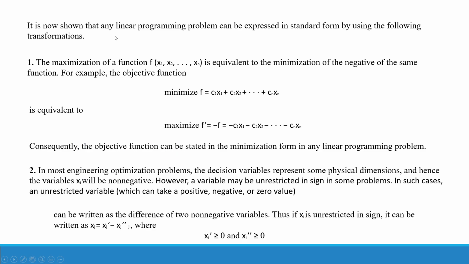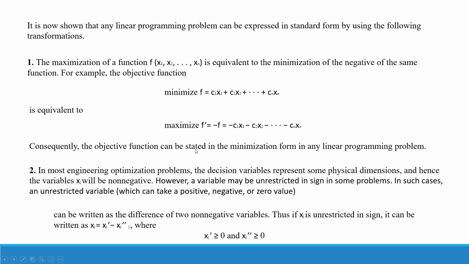It is very important to know that any linear programming problem can be expressed in standard form by using the following transformations. First one, it's important to note that the maximization of a function is equivalent to the minimization of the negative of the same function. What it means, for example, is that this is the minimized function, and it's equivalent to the maximum, which means the negative of the same function. Consequently, the objective function can be stated in minimization form in any linear programming problem.